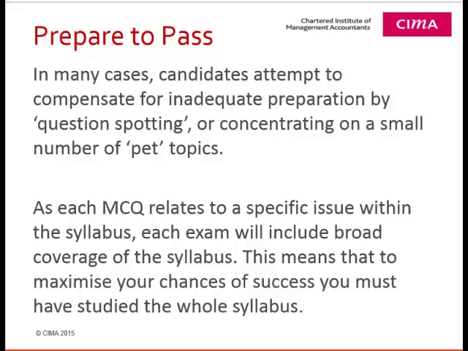As well as studying topics across the syllabus, it's important to attempt past exams and exam standard questions. Examples of MCQs are available on CIMA's website. Of course, it's essential that you use all of the questions carefully and follow up on all of your answers.